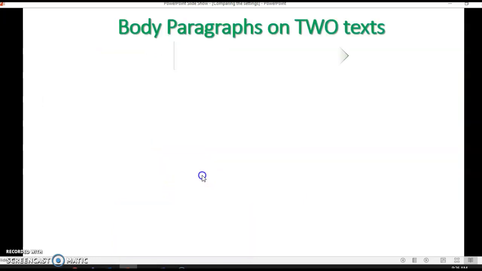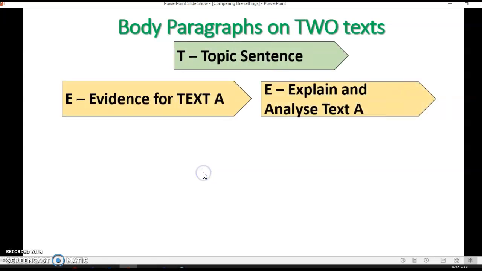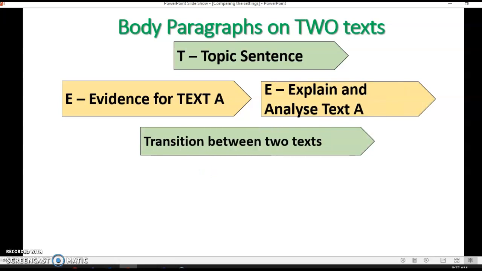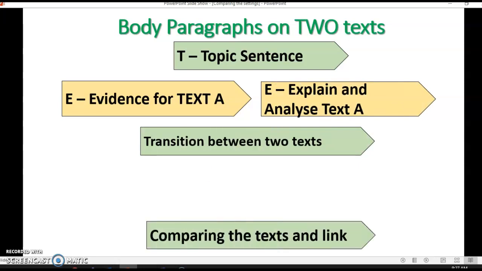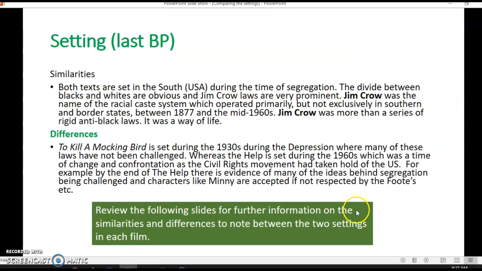So body paragraphs on two texts, just a reminder. So we have the topic sentence, evidence for text A, explain and analyze for text A, transition, text B, and then comparing the text with a bit of a link sentence, okay? So the setting is our last body paragraph.